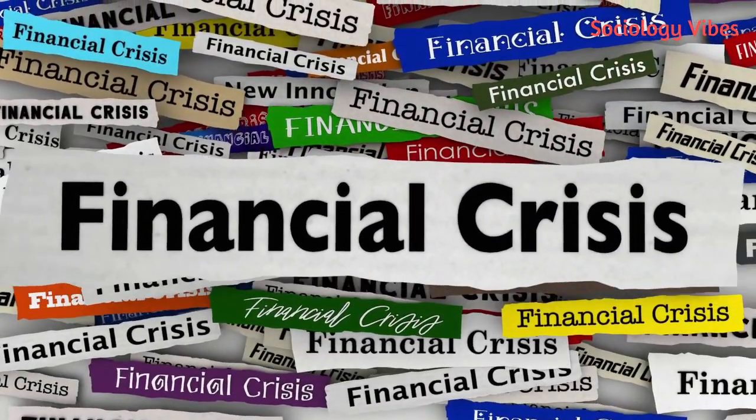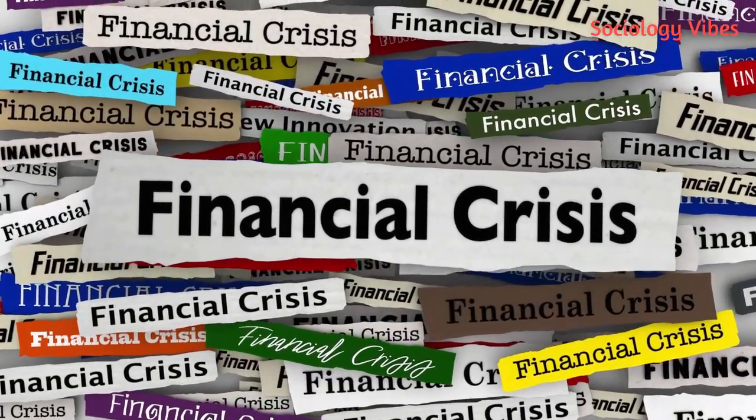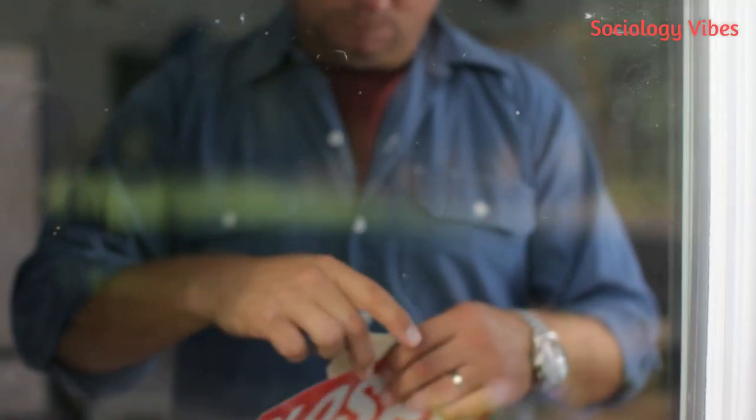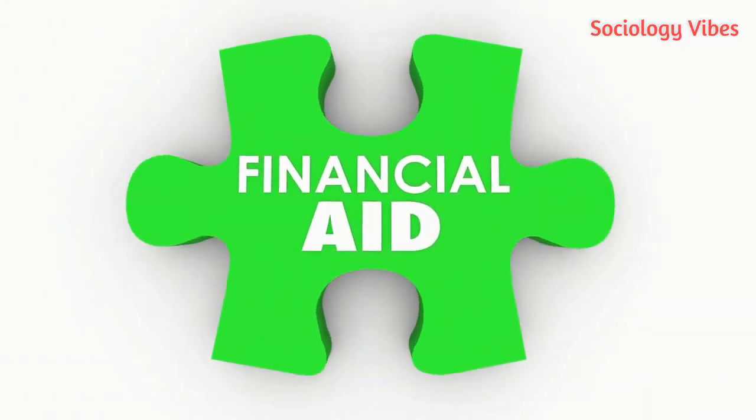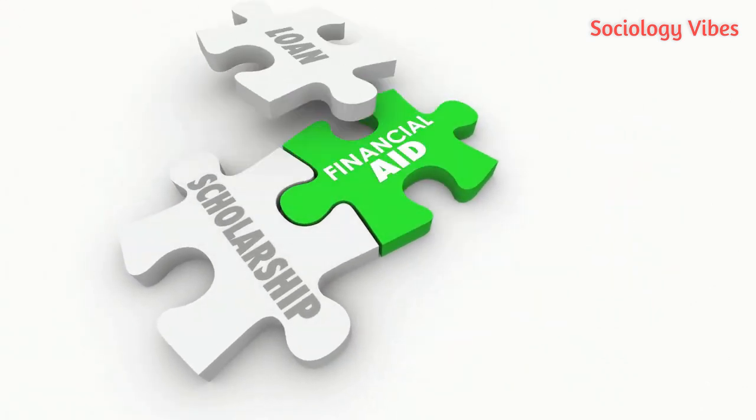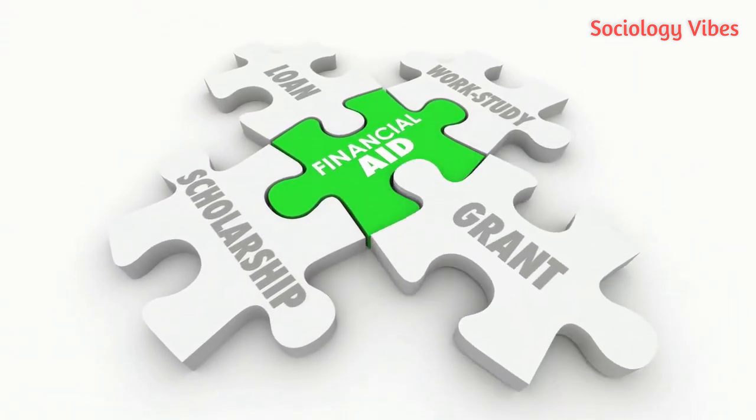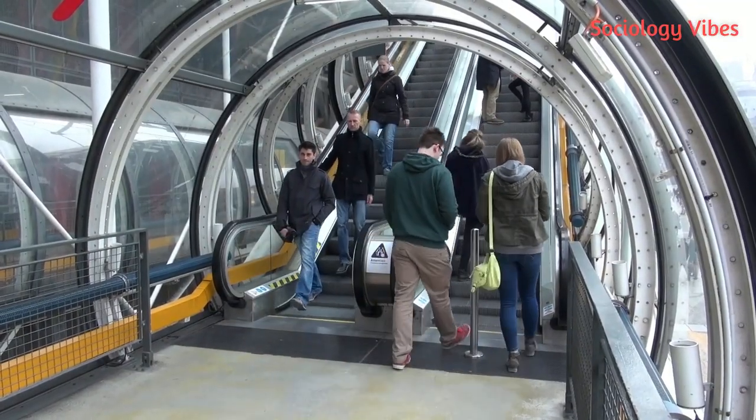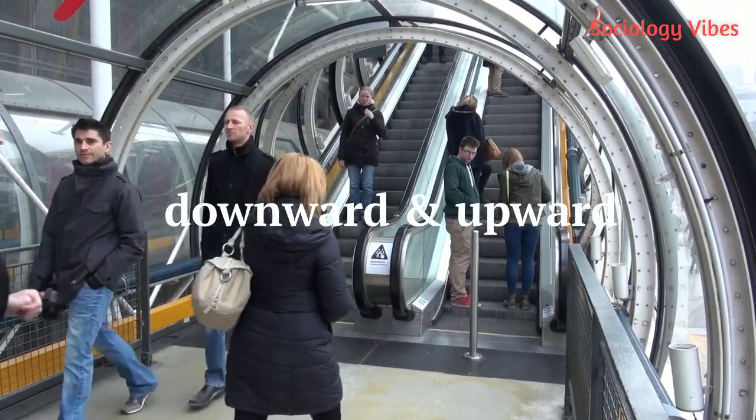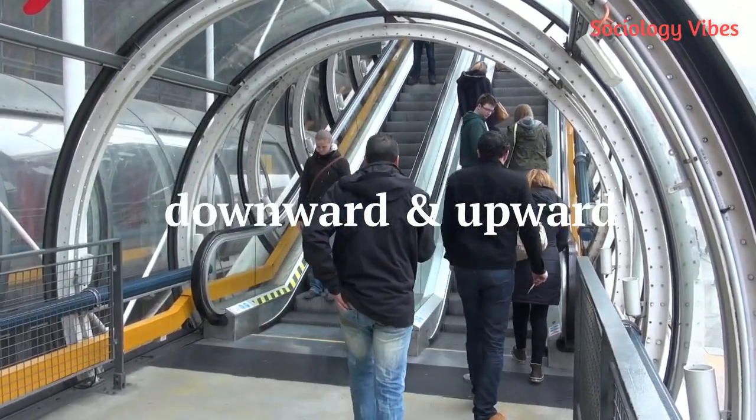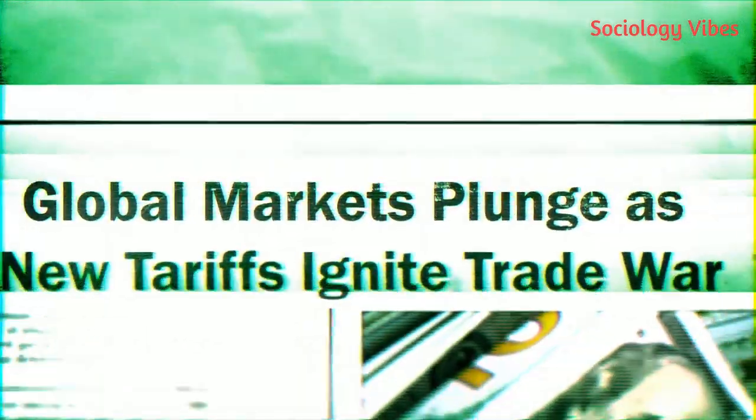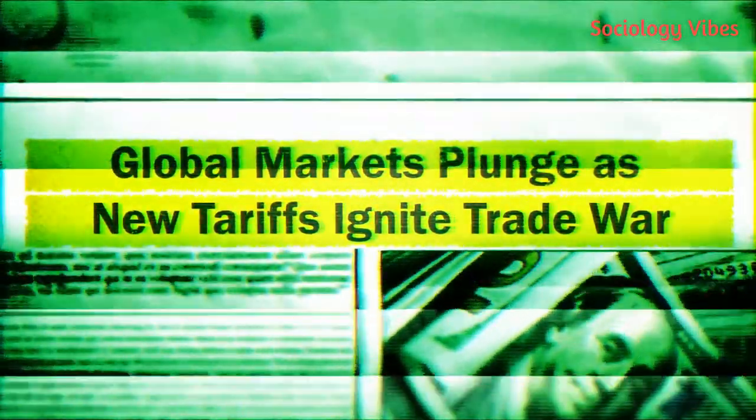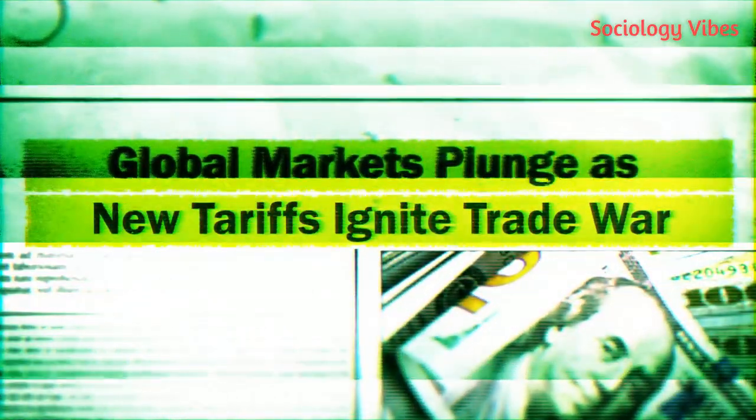Both the Great Recession in 2008 and the COVID-19 pandemic in 2020 resulted in millions of people losing their jobs at the same time. Government financial aid allows millions of middle class and lower class students to receive higher education. It's important to note that structural mobility is both downward and upward, depending on specific societal changes. And structural mobility happens because of economic and social changes, not because of individual choices.